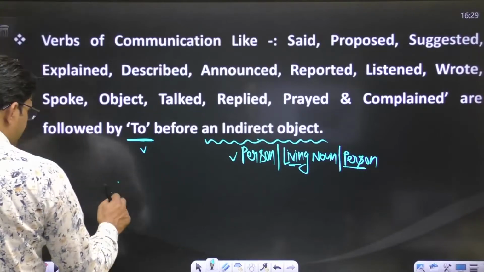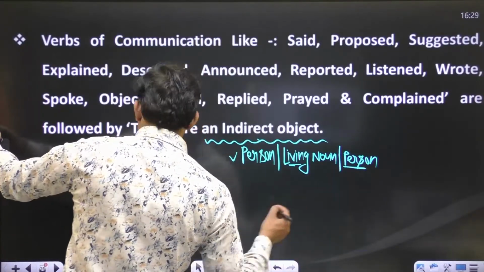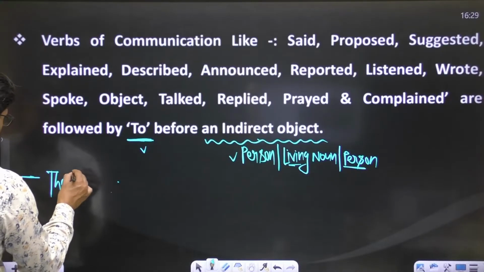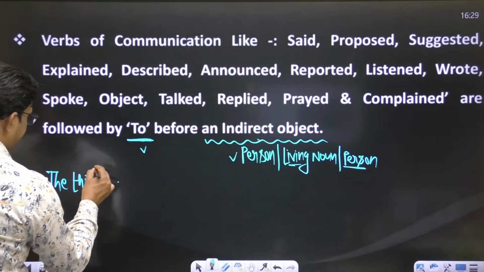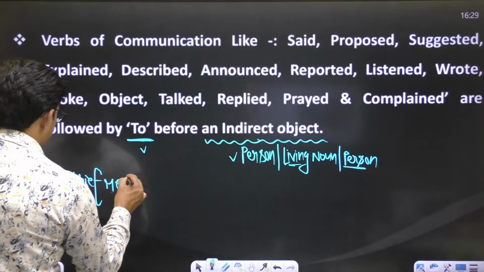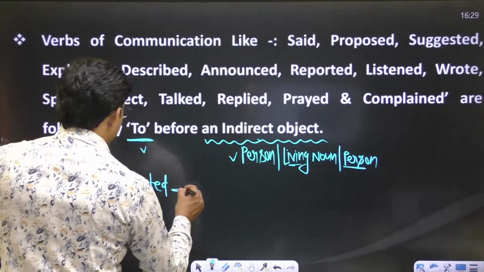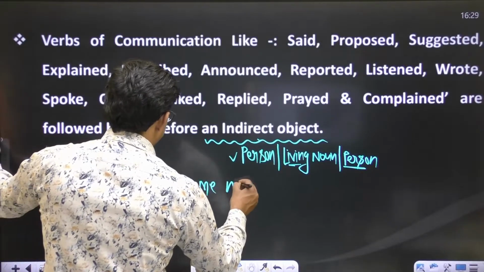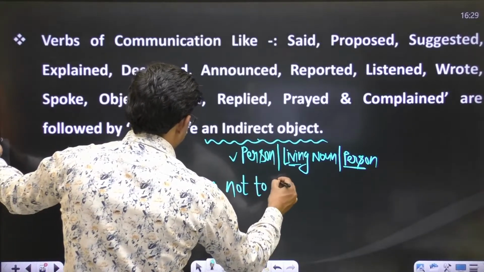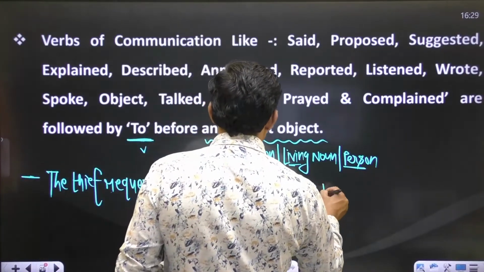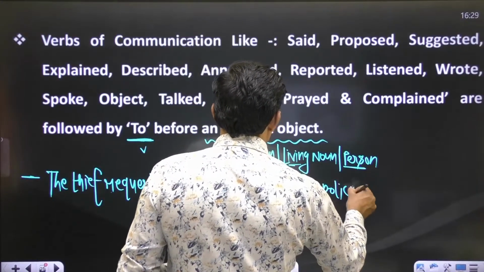If I say, the thief requested blank me not to call the police. Not to call the police.